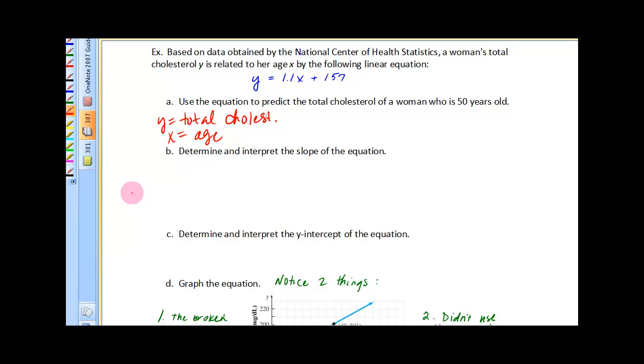So if I'm asked to find total cholesterol when a woman is 50, I'm given that her age is 50. So I can just take my x value and plug it in to find y. I say y is equal to 1.1 times 50 plus 157. Do the math on this and you'll find out that y is equal to 201, and the label would be milligrams per deciliter.